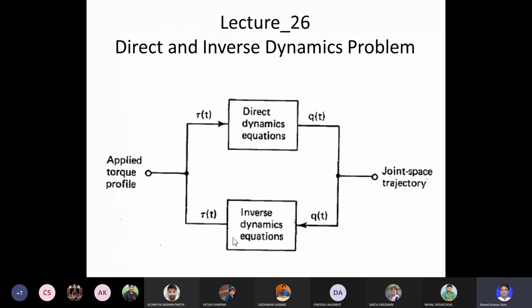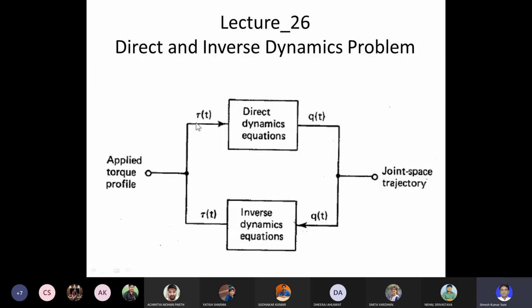torque. So now I come to the direct and inverse dynamics problem. So this is a part of the syllabus at the last, and last of the 4th unit. So in the direct, here you see the block diagram of direct and inverse dynamics problem. Here you apply a certain torque, and you require to identify the joint variables Qt.